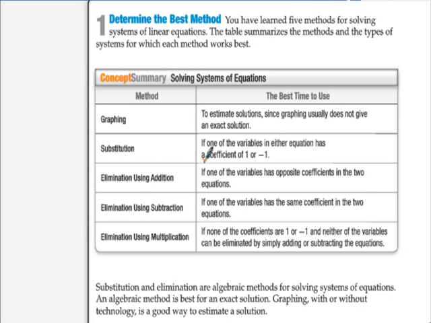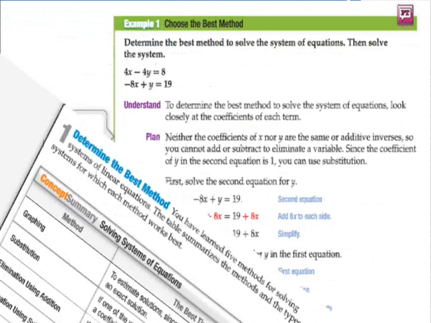Elimination using addition if one of the variables has opposite coefficients in the two equations. Subtraction if one of the variables has the same coefficient in two equations. Or multiplication, which works every time and can work in any scenario. If none of the coefficients are 1 or -1 and neither of the variables can be eliminated, then you want to go ahead and use multiplication and then eliminate. Okay. Substitution and elimination are algebraic methods for solving. An algebraic method is best if you're looking for an exact solution. Okay, graphing is good for an estimate.